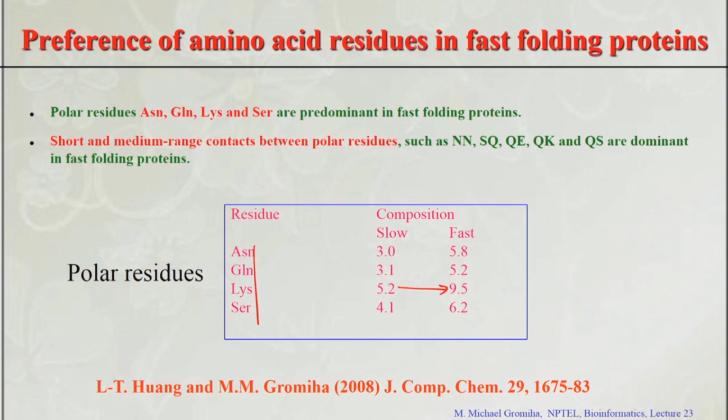Then also, if you look at the medium range contacts, the contacts between polar residues are dominant in the fast folding proteins. Earlier we discussed these interactions, contacts as well as composition. So, that agrees with the experimental data for the fast folding proteins. Likewise, if you look at the slow folding proteins, what do you expect? Which residues should be dominant?